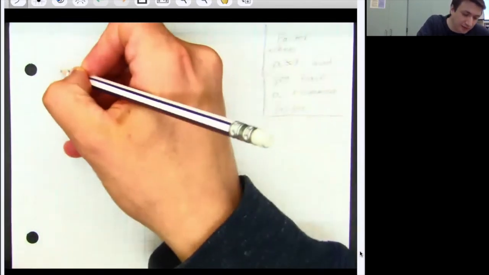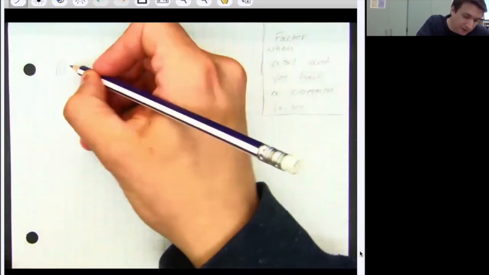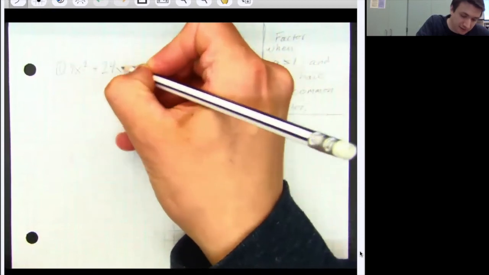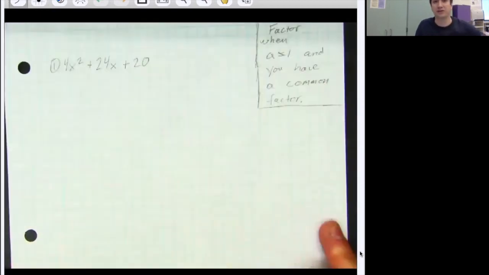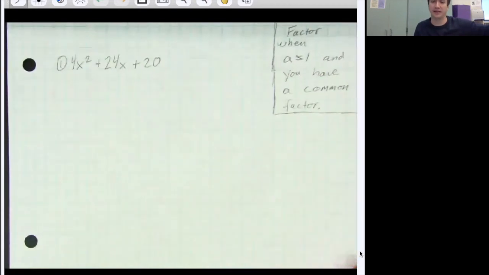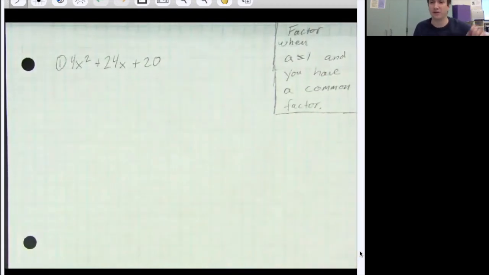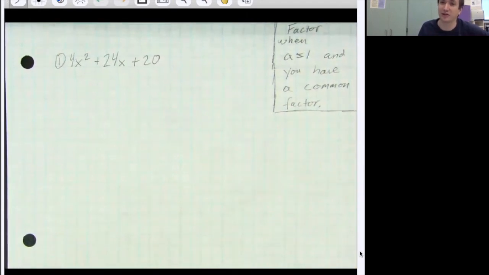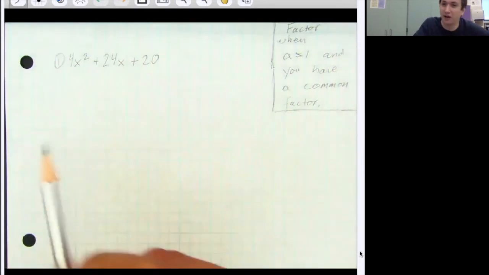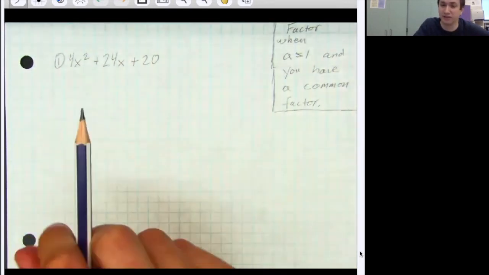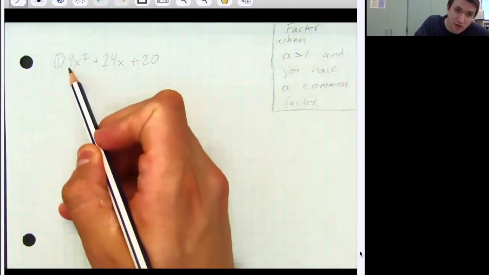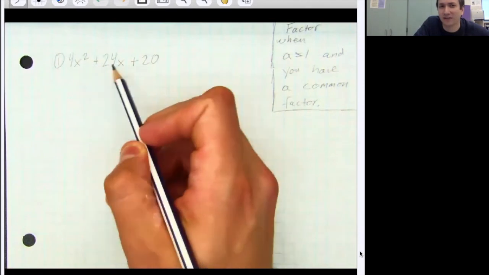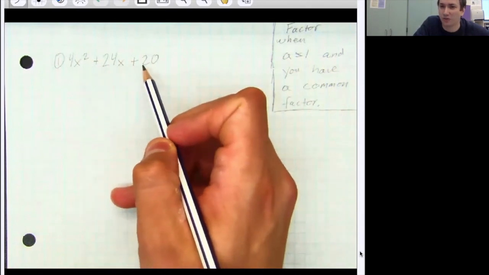Let's say we had 4x squared plus 24x plus 20. So you already learned how to factor these. We could multiply the a and the c term and find the b and all that good stuff. However, when it's set up like this, there's actually a special thing going on here. And this is how you want to start every factoring problem when a does not equal 1, is you want to look at each of the coefficients and ask yourself, is there some number that divides evenly into all of these? And I notice I can divide them all by 2.